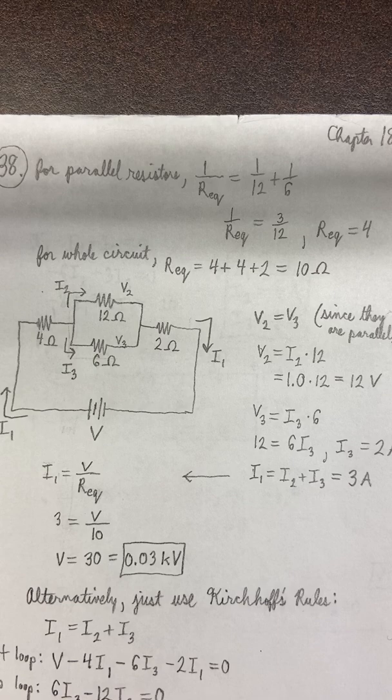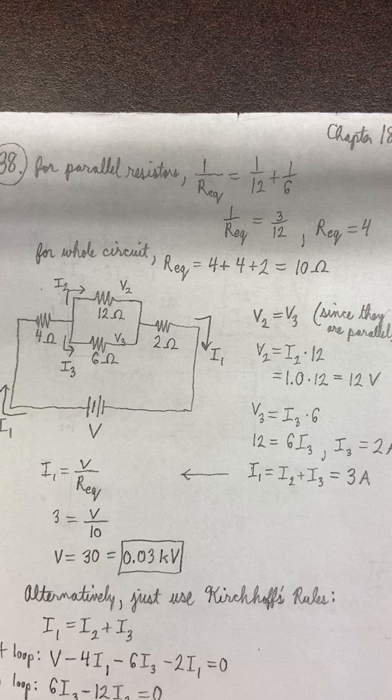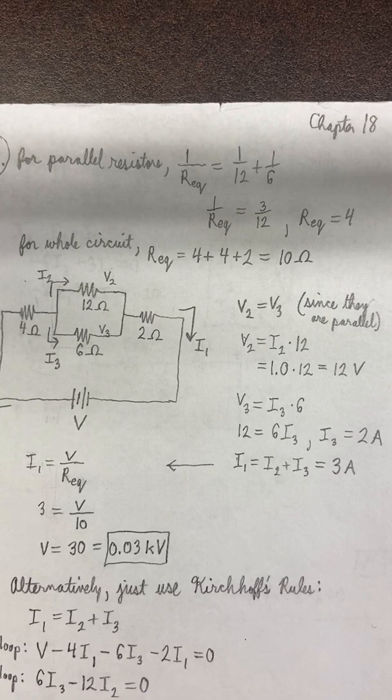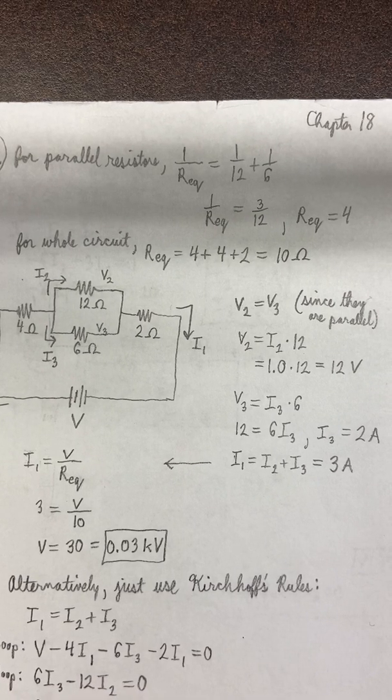All right, now V2 equals V3. And we know that because that's what parallel arrangements give us. They give us equal voltage in all branches. And we know that V2 equals I2 times 12 because V equals IR. And so V2 is 12 volts. And since V3 is equal to it, we know that is I3 times 6. We put 12 in for V3, and we can solve for I3, which is 2 amps.